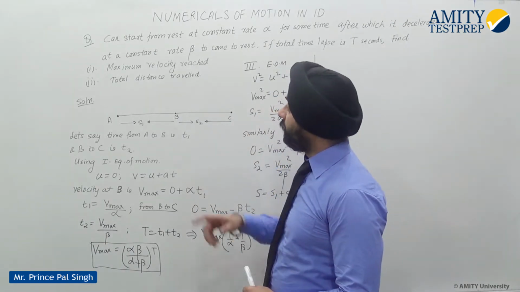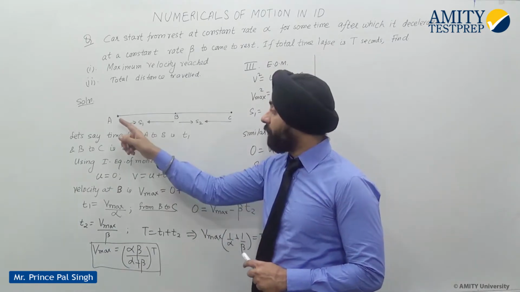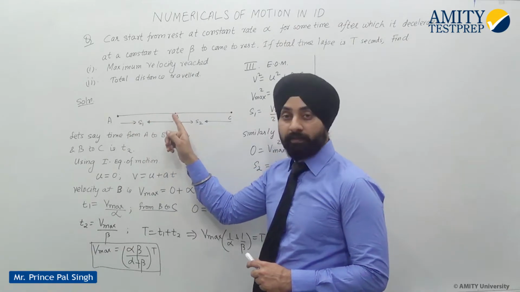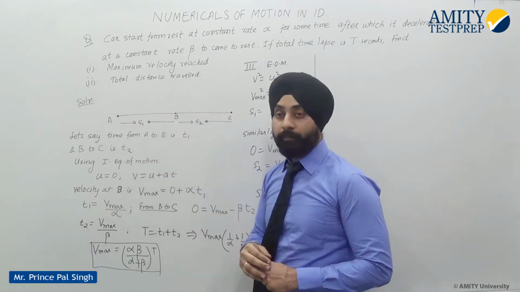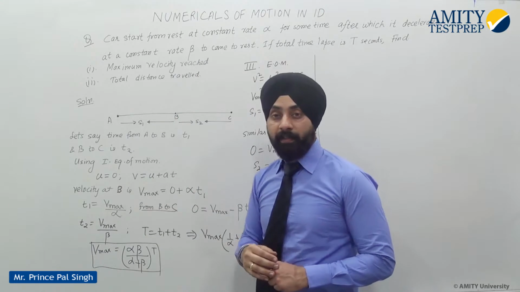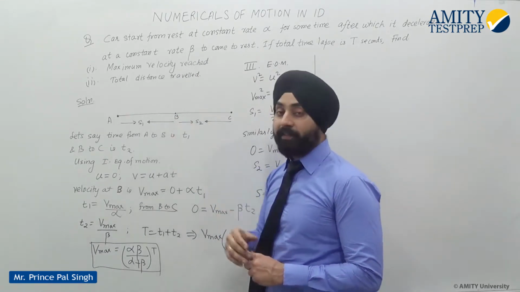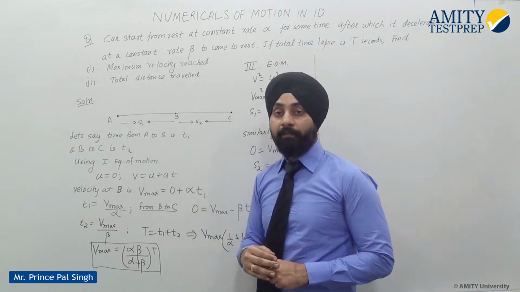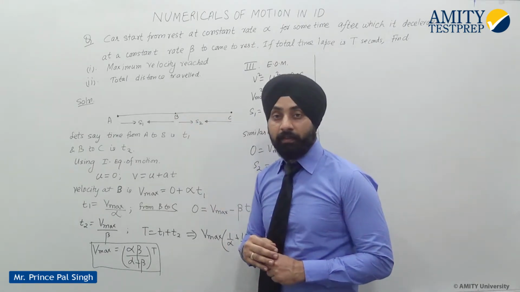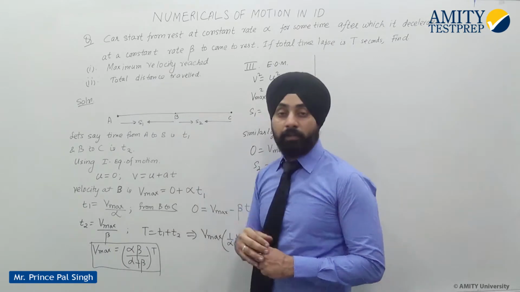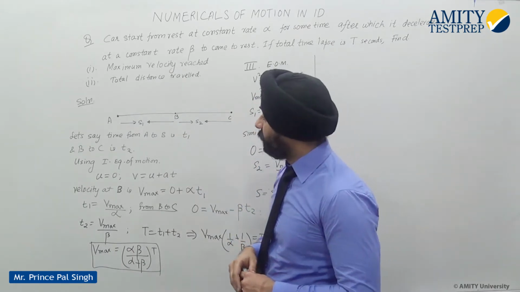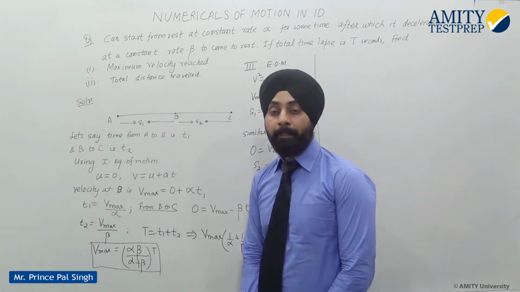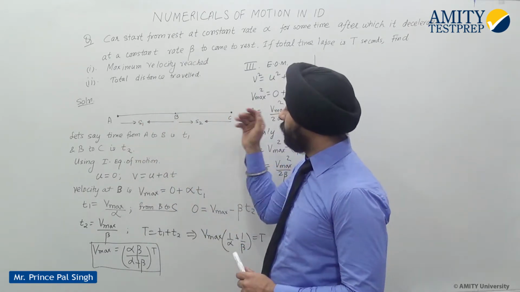So how to find out the maximum velocity? First of all, when the car is accelerating from rest, its velocity is continuously increasing up to B. Then at point B, brakes are applied and the velocity decreases. So it means that the velocity is maximum at point B. So we have to find out the velocity at point B. For that, let's say the time taken from A to B is t1 and from B to C is t2.